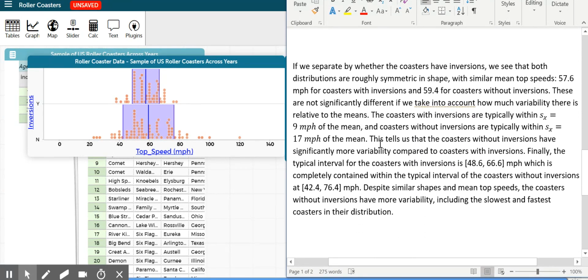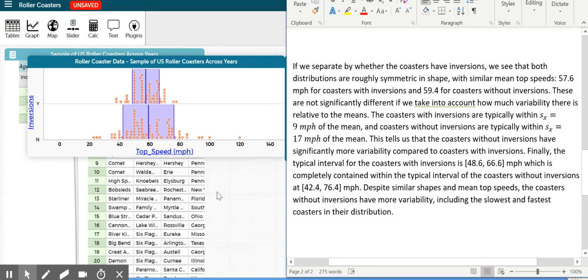Okay, so now that we're back, this is what I wrote. If we separate by whether the coasters have inversions, we see that both distributions are roughly symmetric in shape, with similar mean top speeds, 57.6 miles per hour for coasters with inversions and 59.4 miles per hour for coasters without inversions. These are not significantly different if we take into account how much variability there is relative to the means. The coasters with inversions typically are within 9 miles per hour of the mean, and the coasters without inversions are typically within 17 miles per hour of the mean. This tells us that the coasters without inversions have significantly more variability compared to coasters with inversions.